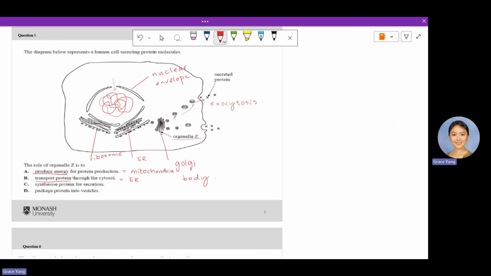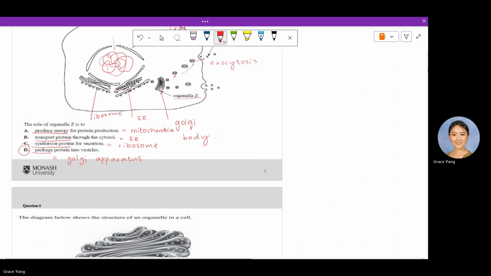C, synthesizing protein for secretion. If you see synthesized protein, that is equivalent to ribosome. Okay, so that leaves us, sorry, I just dropped my pen. That'll leave us with option D, package protein into vesicle. Package, modification, that is screaming Golgi apparatus. And that looks like D is our right option.